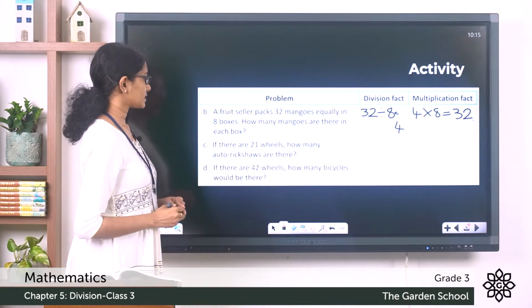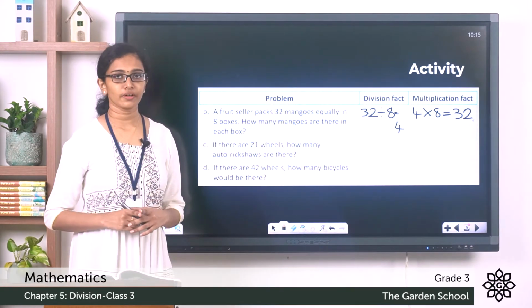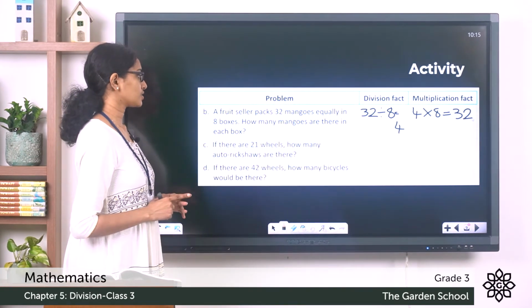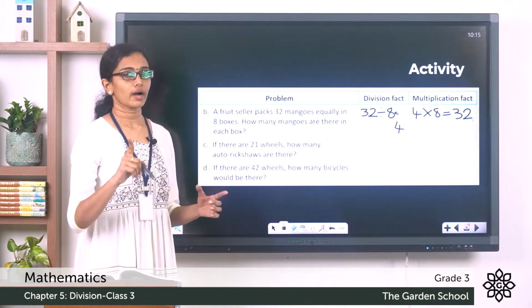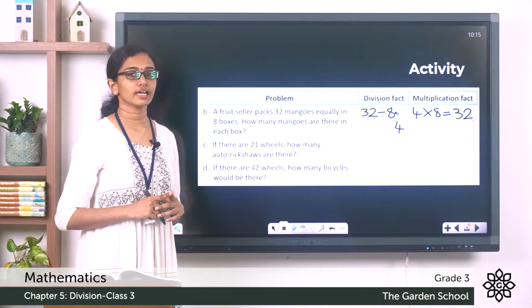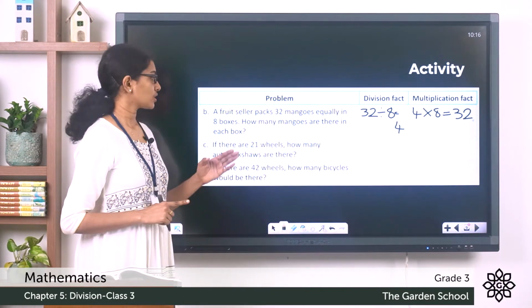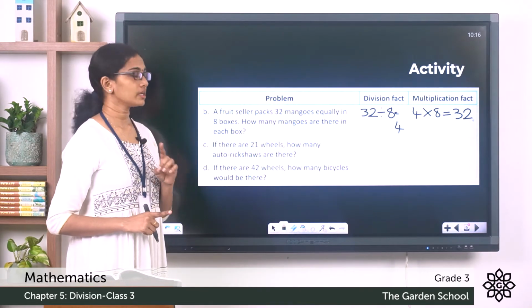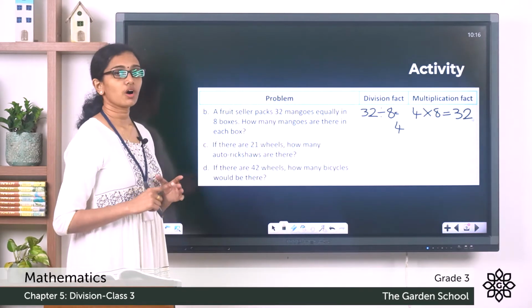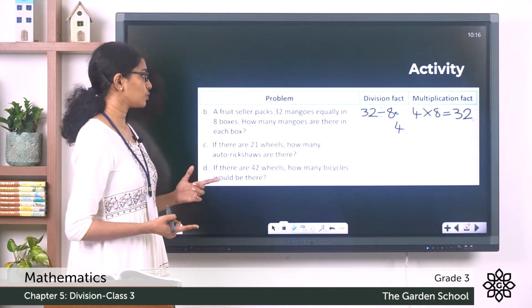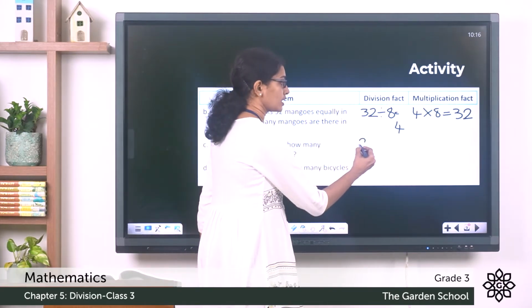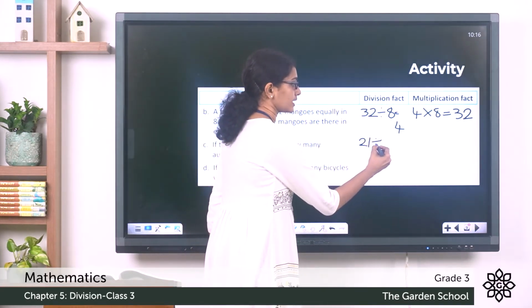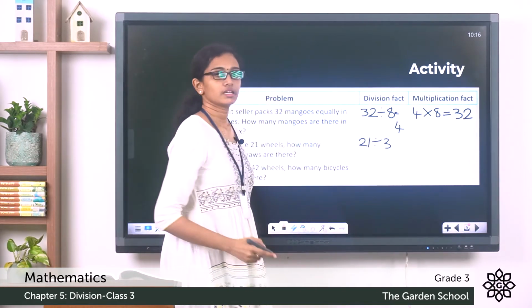Now the second question. If there are 21 wheels, how many auto rickshaws are there? So for one auto rickshaw, how many wheels are there? 3 wheels are there. So if there are a total of 21 wheels, how many auto rickshaws will be there? That would be this 21 wheels divided by 3, right?